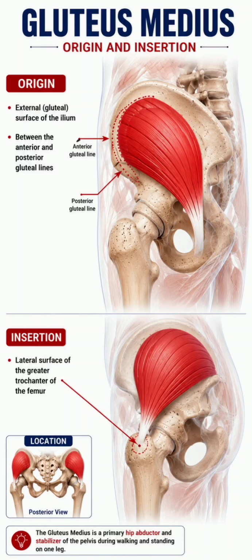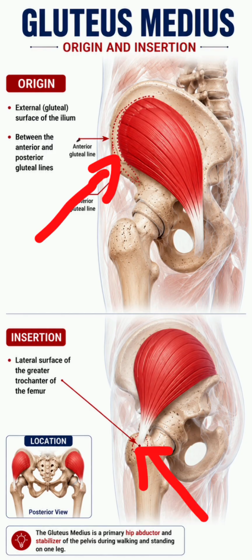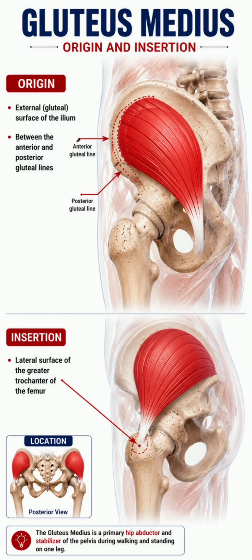Today we are going to discuss the muscle called gluteus medius. Okay, so let's start. Its origin point is the external surface of the ilium, between the anterior and posterior gluteal lines, and the insertion point is the lateral surface of the greater trochanter of the femur. Okay, lateral surface of the greater trochanter of the femur.